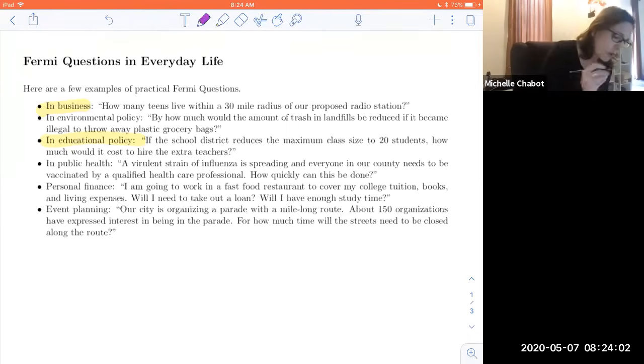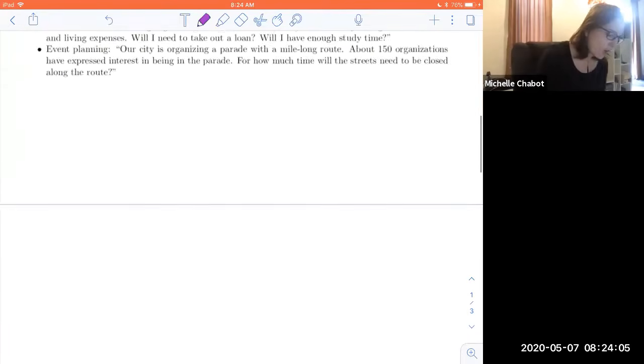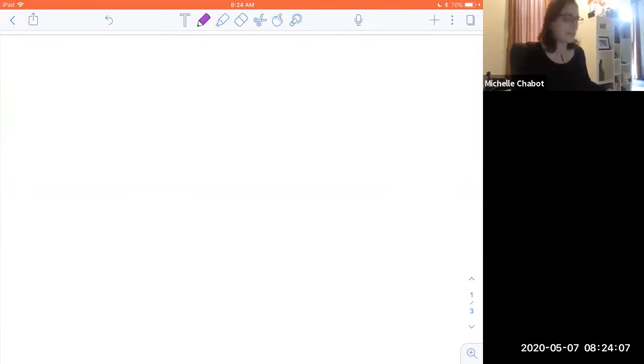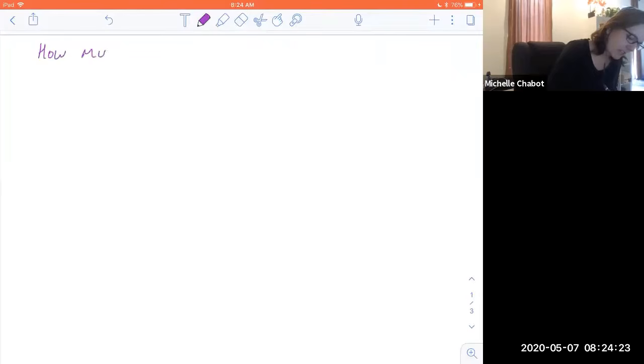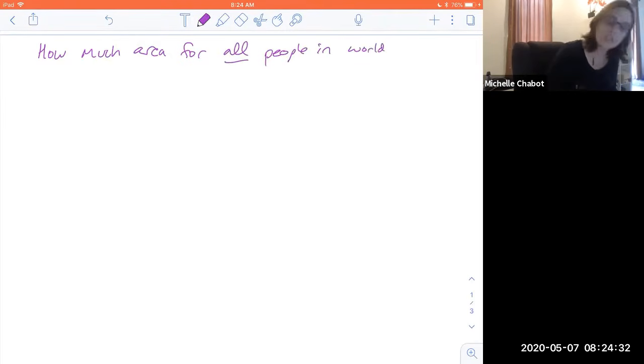All right, so let's go work through an example ourselves. The example I'm going to work through is, let's say that we have all the people in the entire world and we crowded them together. How much area would they take up? So how much area for all people in the world to crowd together in that?